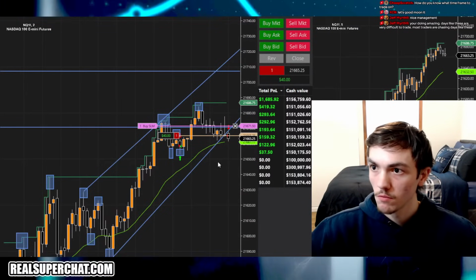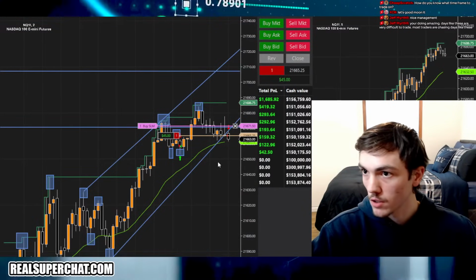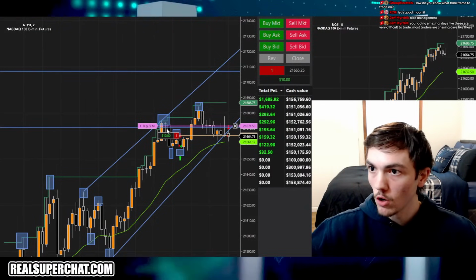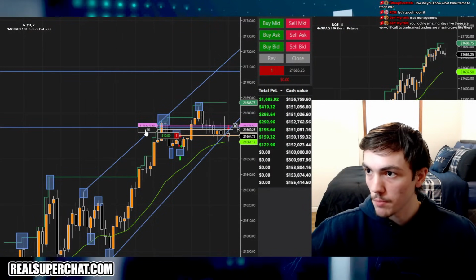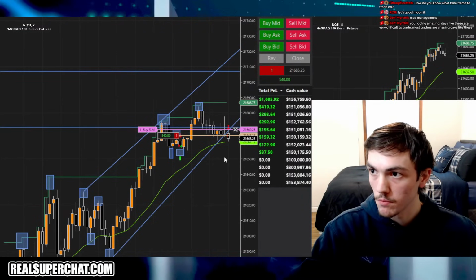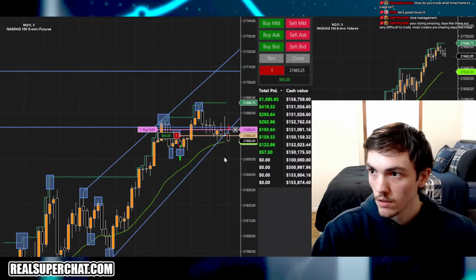Very, very weak, looking very weak. So I'm betting on this rejection of the 21 EMA. Little over trading. I'm gonna move stop down a little bit, just limit the loss.